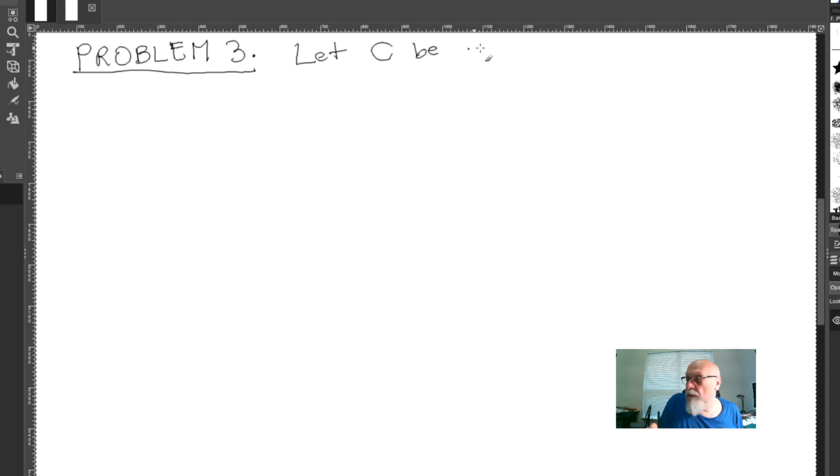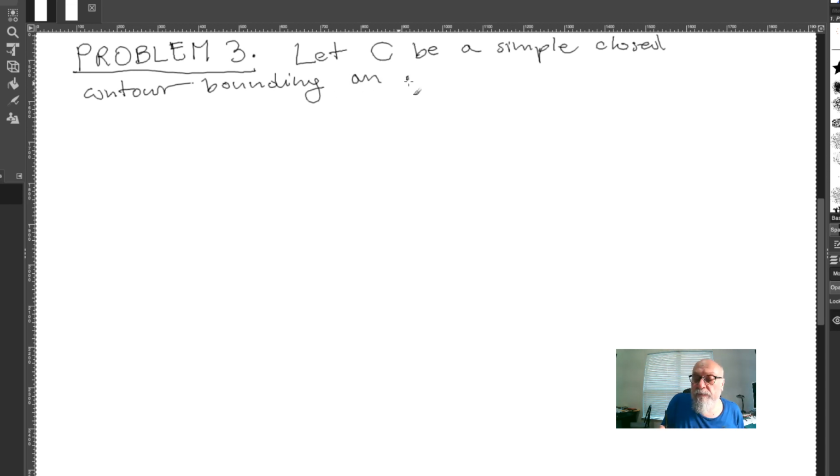C be a simple closed contour bounding an area S. Prove that the following equalities hold.